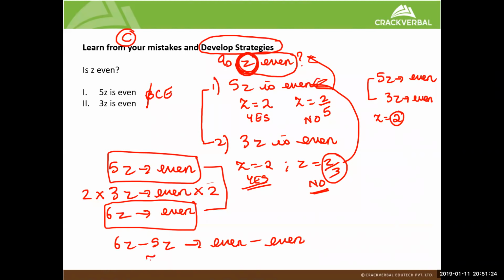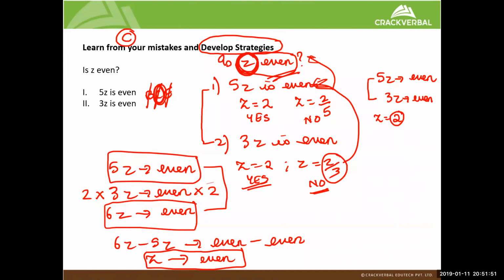So 6z minus 5z gives me z, and an even number minus another even number gives me an even number. So when I combine the two statements, I know for a fact now by a mathematical manipulation that z has to be even, and that's exactly what the question is asking me to find. Answer is C. So that's the key strategy that you'll have to develop, right?